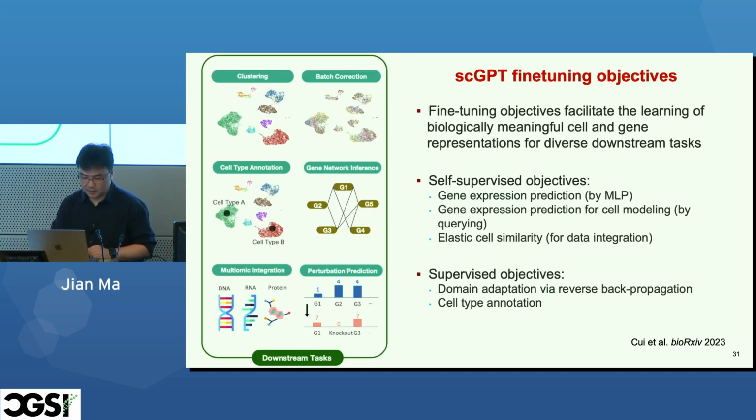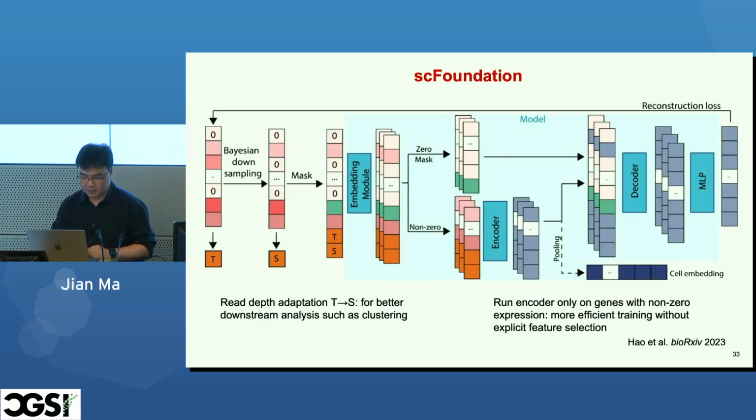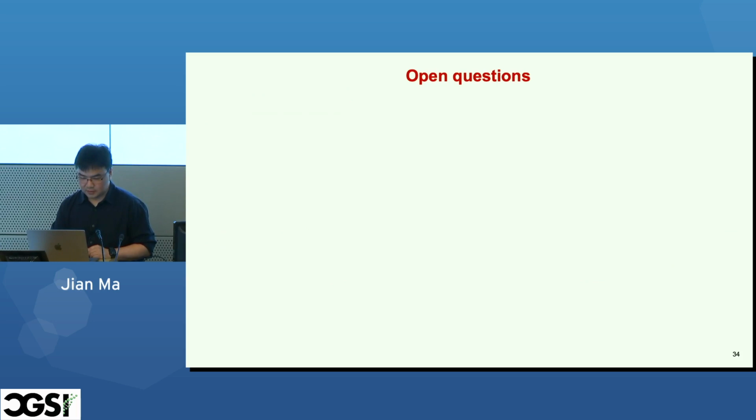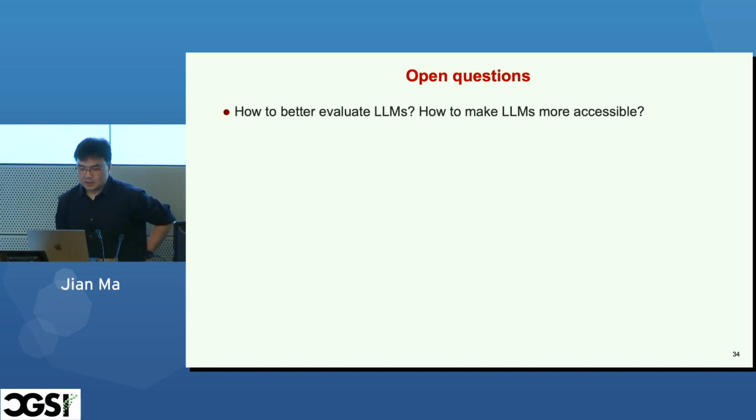I skipped the fine-tune part, and I will skip this single-cell foundation model, because I want to get to the last open question, maybe a couple more minutes on this. First of all, it's still an open question how to better evaluate these large language models. They have different numbers of parameters, so it is difficult to compare them fairly. You can compare to some conventional methods; all of them compare to scVI or some other methods. But is it a fair comparison?